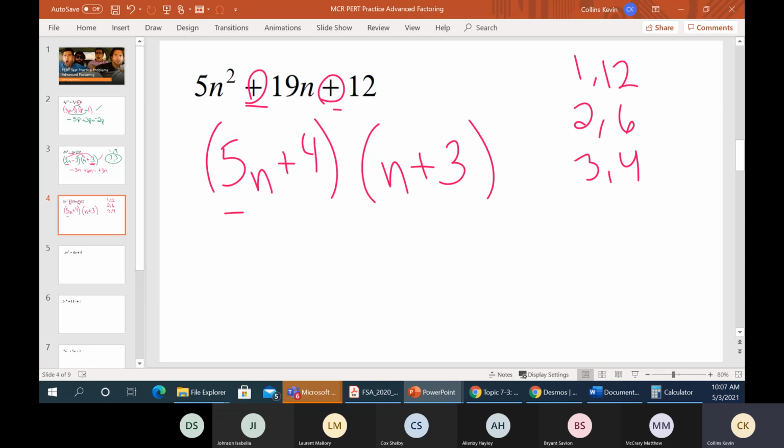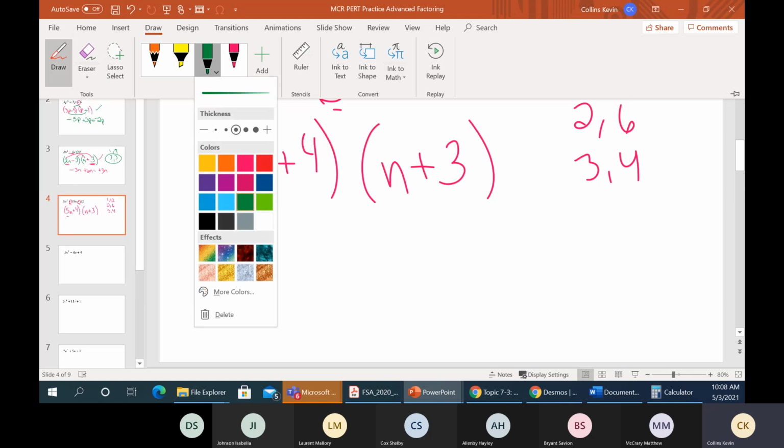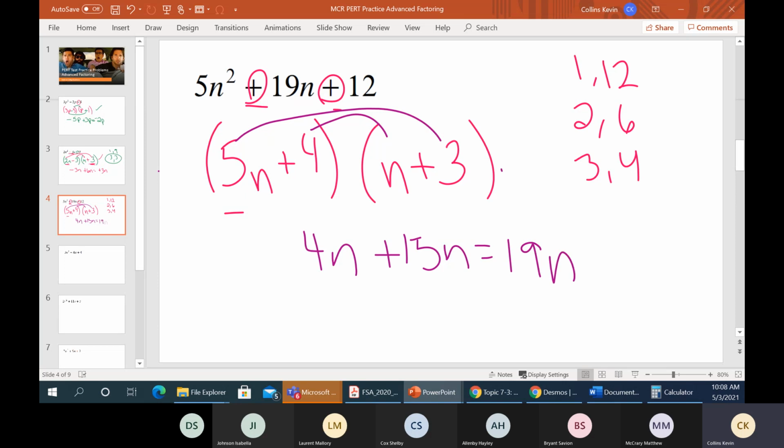All right. So then we go ahead and do our inside-outsides. So if we do inside, we've got 4 times n. That's going to be 4n. Outside, we got 5 times 3. That's going to be plus 15n. And 4 plus 15 is, in fact, 19n. So that's our boy. Nice. Good job. All right. Maybe some hope for this yet.